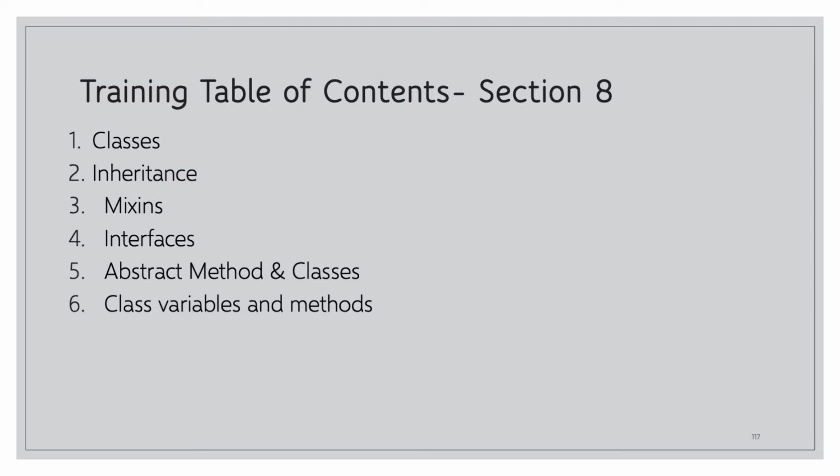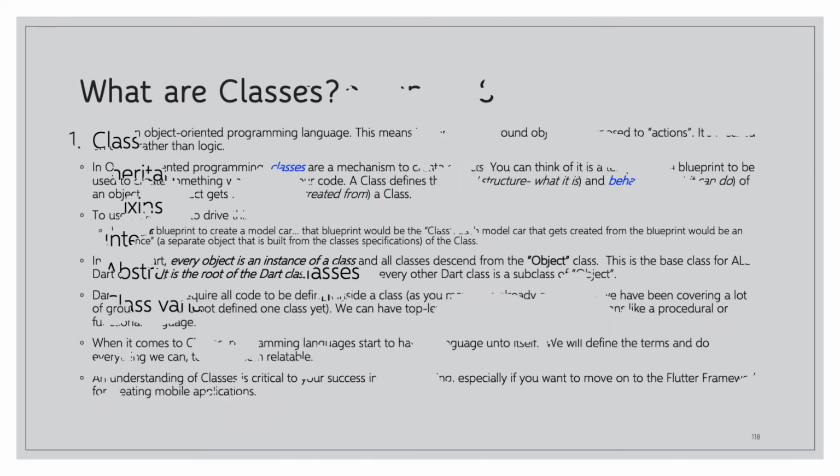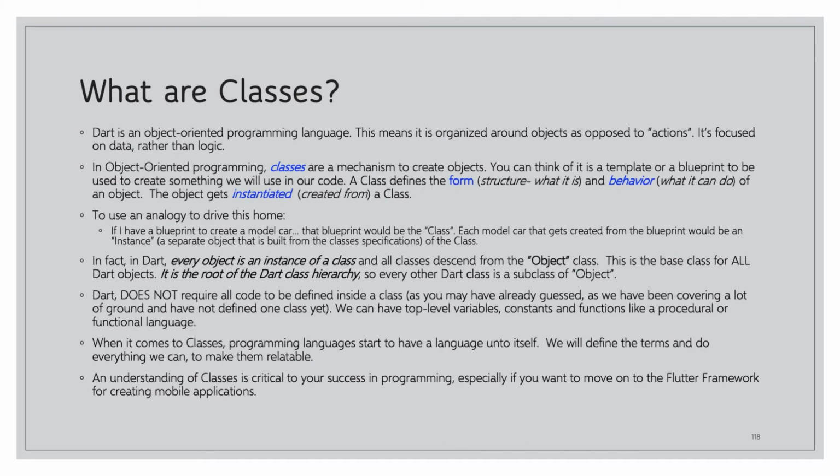This is vital. This, along with functions and along with collections like lists, are the three areas that you should spend the most time on, hence we'll spend the most time on them. In this class, we'll cover classes, inheritance, mixins, interfaces, abstract methods and classes, class variables, and methods. Let's dive right in. What are classes?